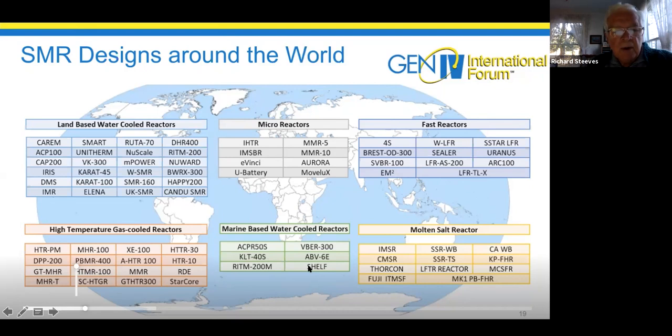I think that's Russian too, Shelf. Not sure of these others. And then the molten salt reactors, and we'll get into that soon. Thorcon is the one that I'm most familiar with. So things are really happening just in the last few months.